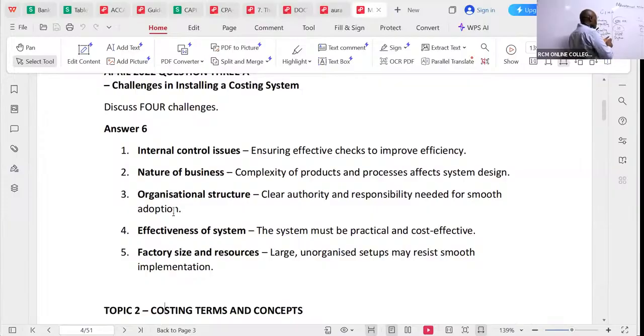The moment you have that concept of costly, and then the concept of skills, then automatically you have some few marks there.